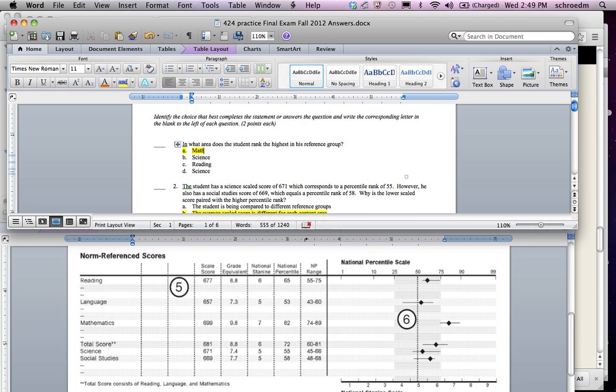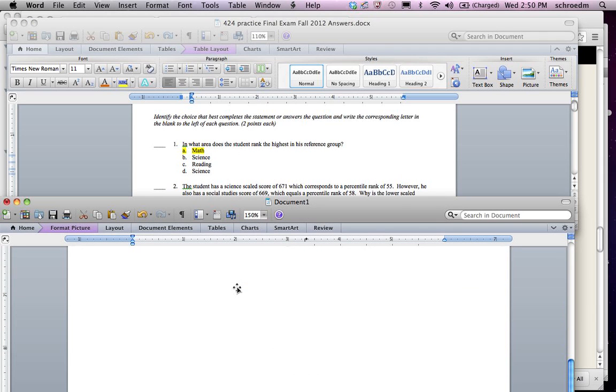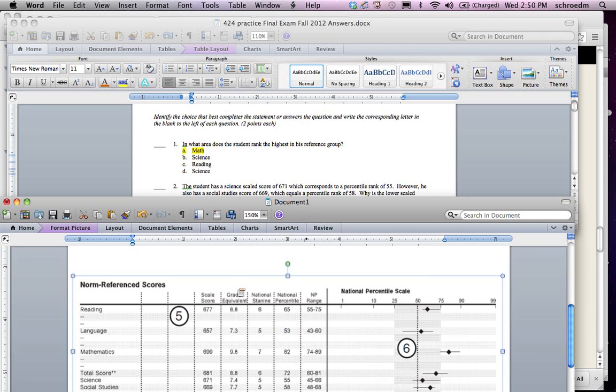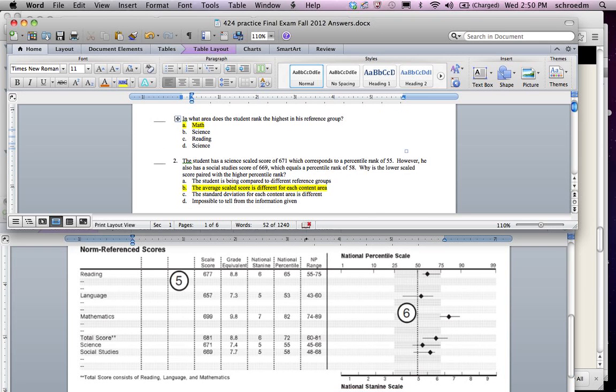For the first question, in what area does the student rank the highest in his reference group? If we're talking about reference groups, we're talking about norm reference scores. In the output that we have, you'll be asked to interpret output. I have norm reference scores, and then I have also criterion reference scores down below. Can't get to them though in my current setup. But these are the ones that I'm looking at. If I look at where they rank the highest, well, it's mathematics. And so that's a pretty straightforward question.